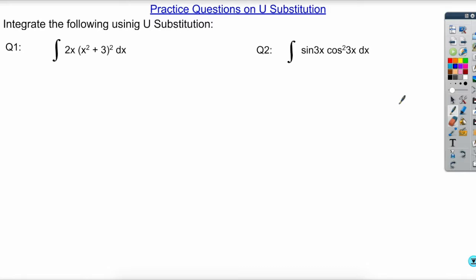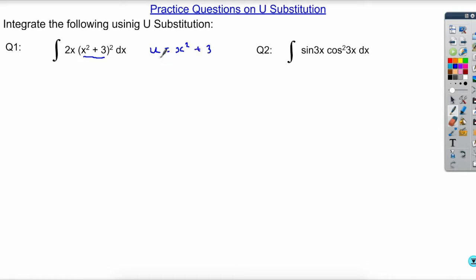Okay, welcome back. Hopefully you've had an attempt at those. Now let's go through these together and you check your answers with me. On this first one, I'm going to use the substitution method. I'm going to make this part within the brackets equal to u, so I'm going to write u equals x squared plus 3.